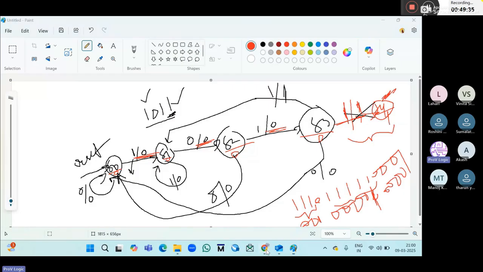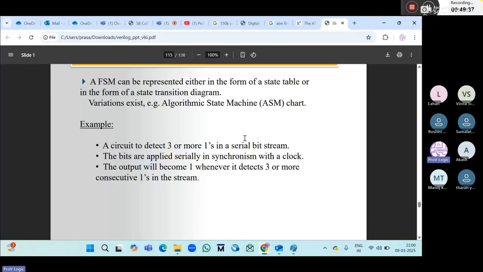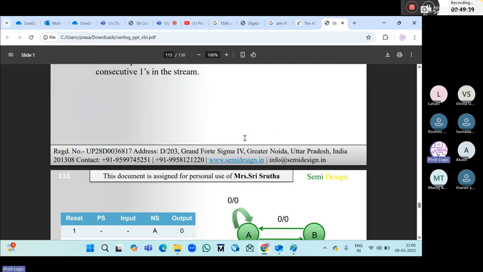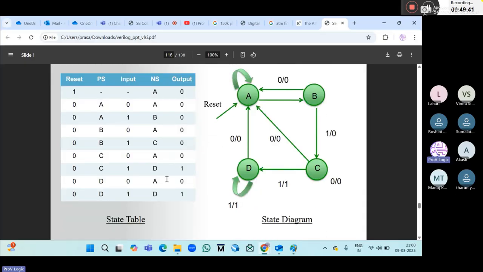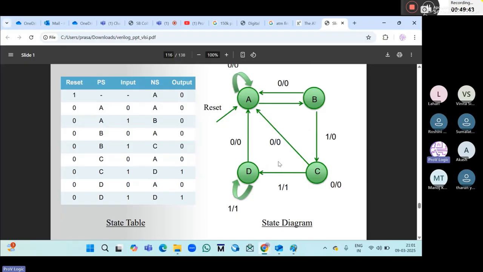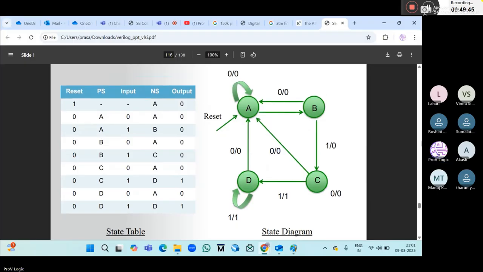Okay. So we should not draw the finite state machine directly. First of all, we need to write the state table like this, and also the diagram.